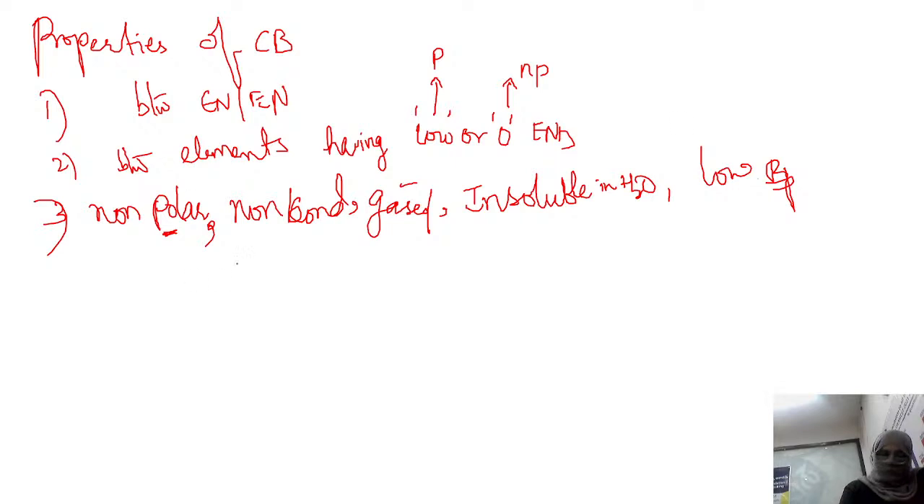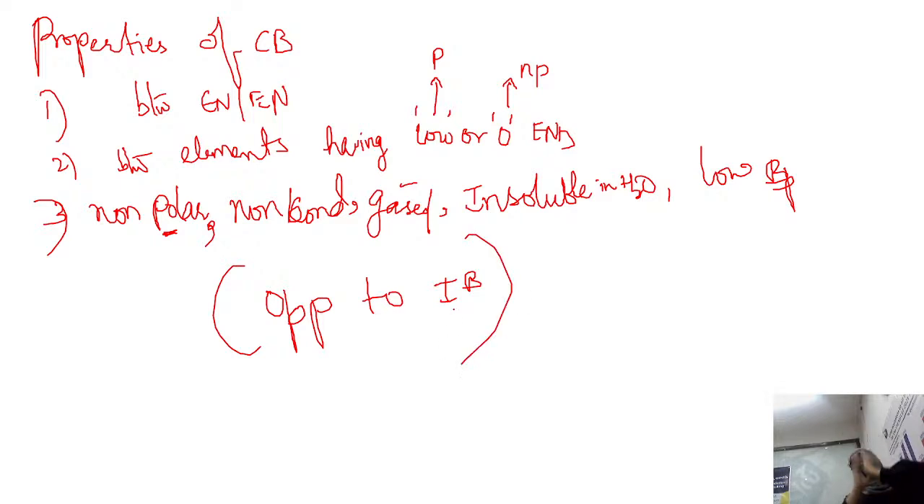So I can tell you one thing. You don't need to memorize these properties here. You do one thing. Simply remember them as opposite to the properties of ionic bond. All the properties of covalent compounds are totally opposite to the ionic compound properties.